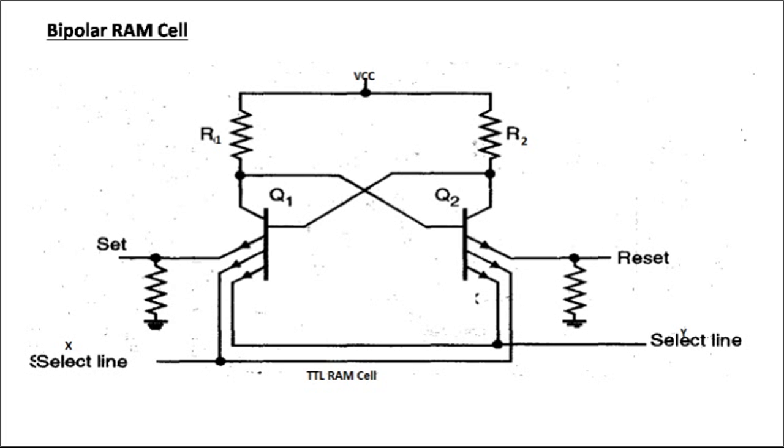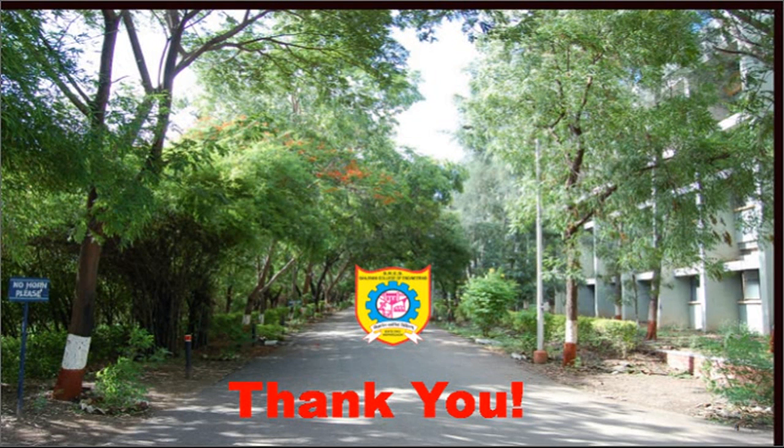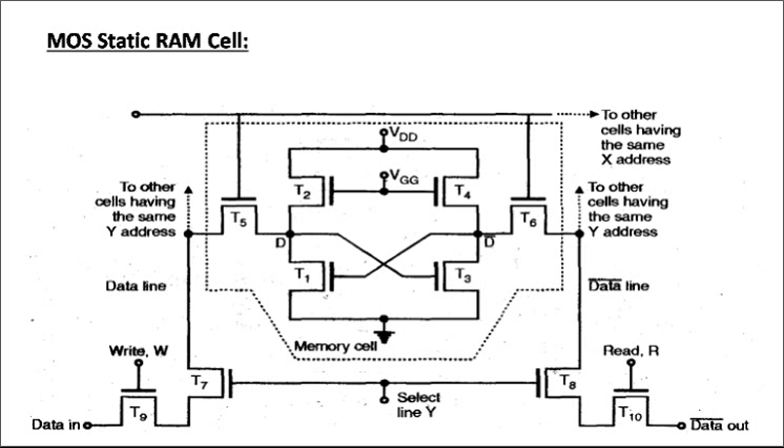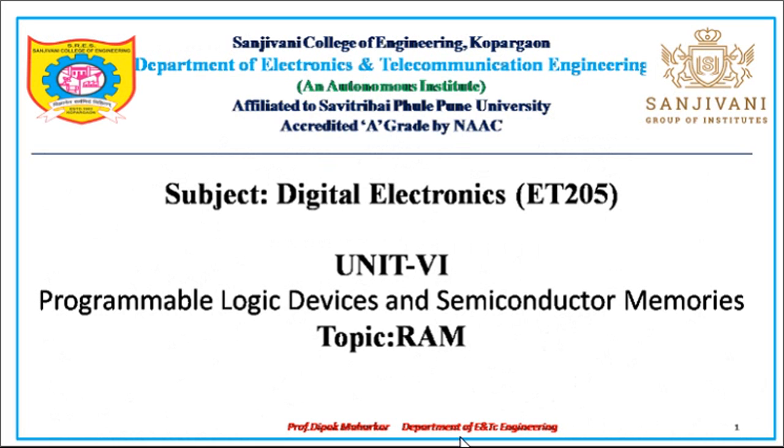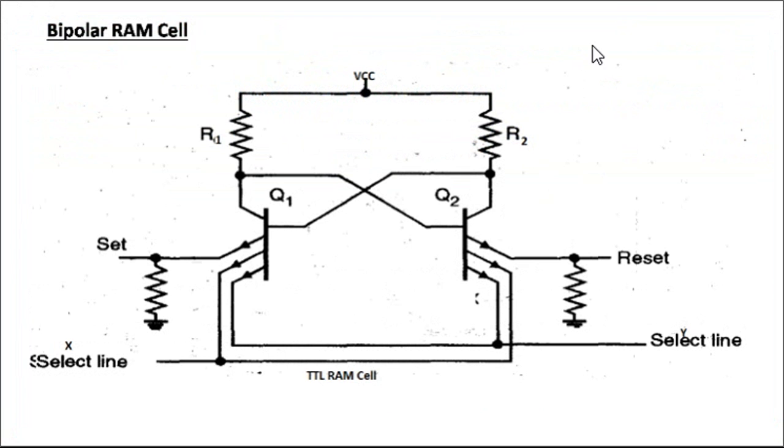So for the write operation, the state to be set is placed on line B and its complement is placed on line B bar. Then the word line is activated. Static means here is one inverter like this, here is another inverter like this, and two transistors are connected.